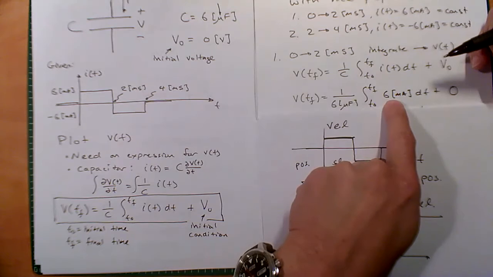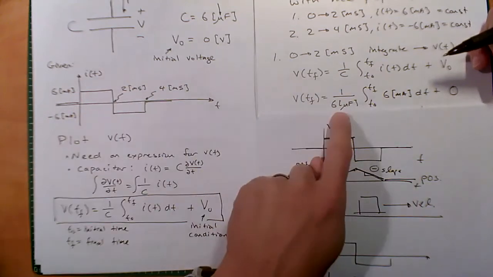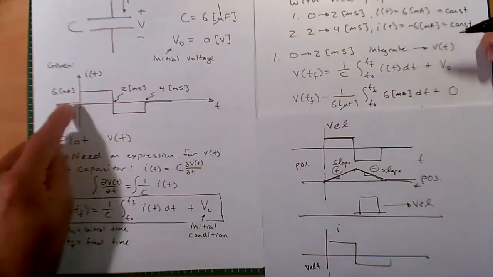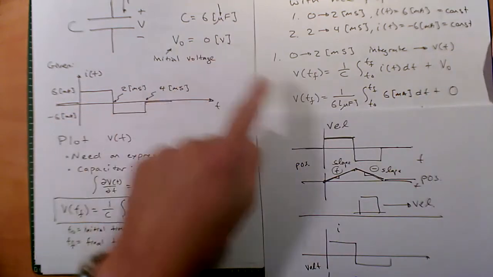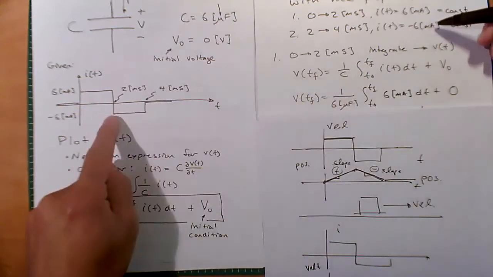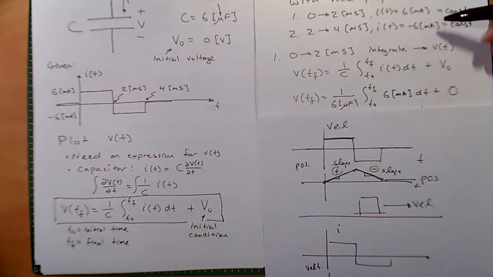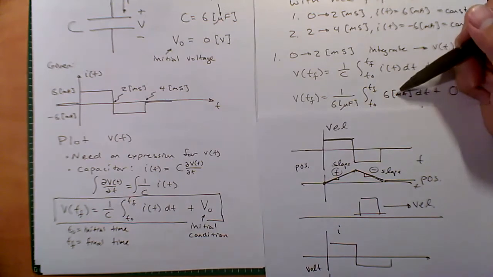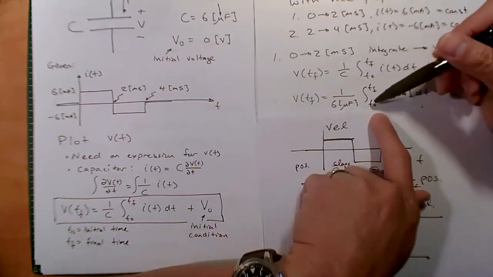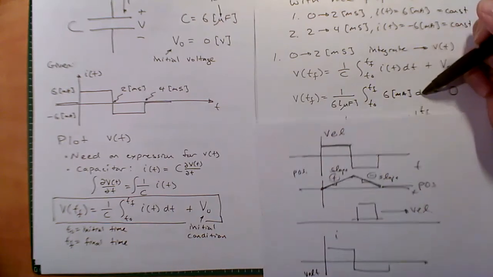So this is a constant 6. Yep, this is the 6 microfarads. Don't confuse it with the 6 milliamps. And our initial voltage at this time we're assuming as 0. Now that's going to change when we do the integral for the window from 2 to 4. Okay, so if I look at this, it's not that bad. I can take the 6 out. It's a constant. So if I integrate just dt, what do I get?